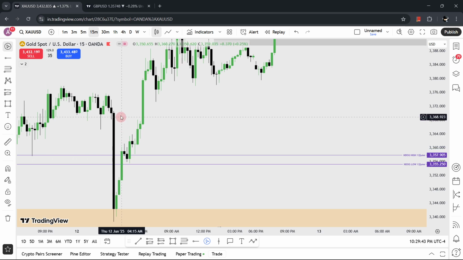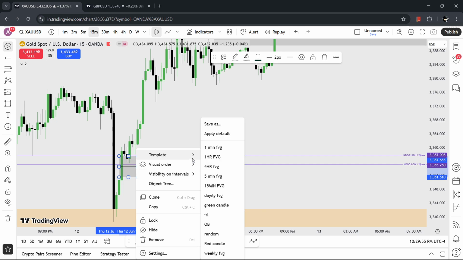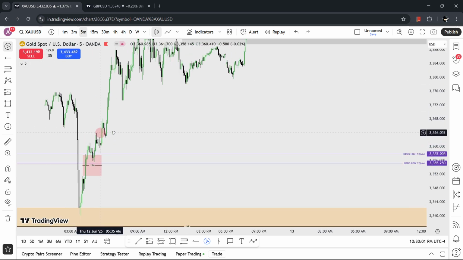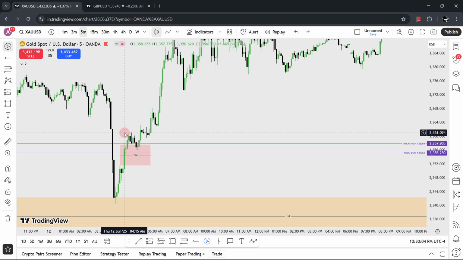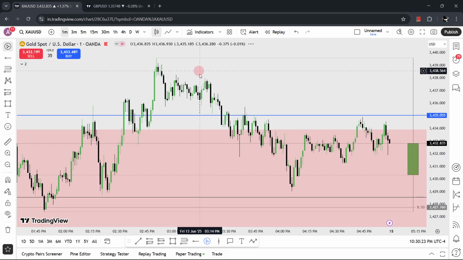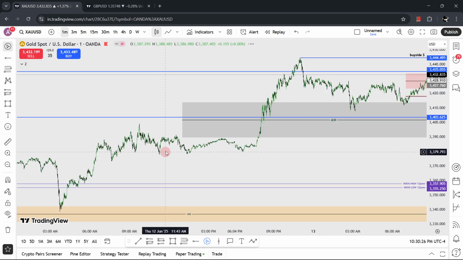When these kinds of things happen, don't wait for the structure to shift up here. Okay, there you go, your 15-minute fair value gap. Going to another 5 minute. Came to this 15-minute structure shift. 5 minute fair value gap. That's your entry. That's your stop. Just removing it. You got 1 minute. If you are seeing that in 1 minute, you'll get a clear idea.